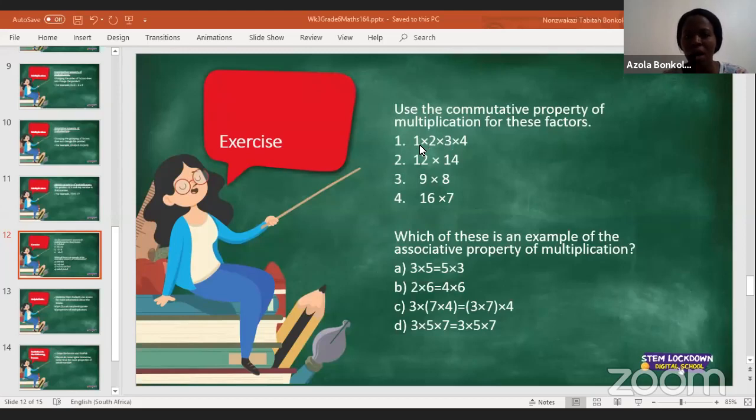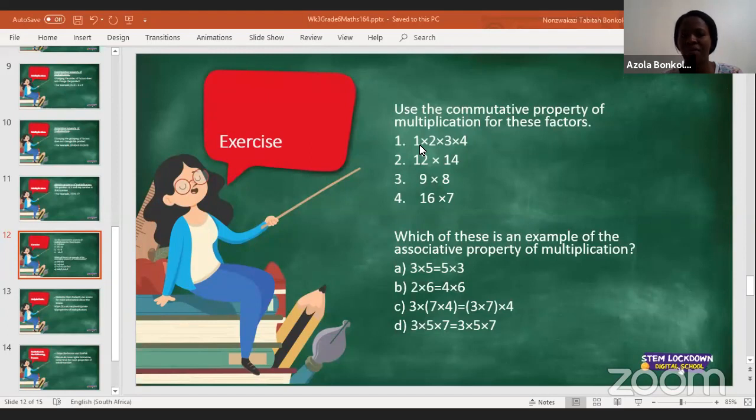Okay, so we have 1 multiplied by 2 multiplied by 3 multiplied by 4 on our left hand side, and we have our equal sign. On our right hand side, we'll have 4 multiplied by 3 multiplied by 2 multiplied by 1. Okay, we just move the numbers around, but the answer must remain the same.